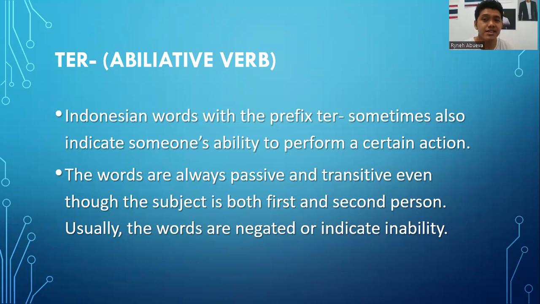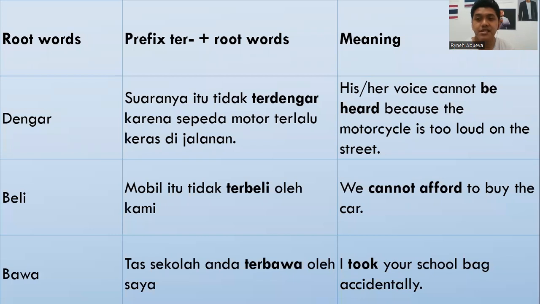And ter is also used as an ablative verb. Indonesian words with the prefix ter sometimes also indicate someone's ability to perform a certain action. The words are always passive and transitive, even though the subject is both first and second person. Usually the words given are negated or they indicate inability. The particular root words given in this slide are dengar, beli, and bawa.